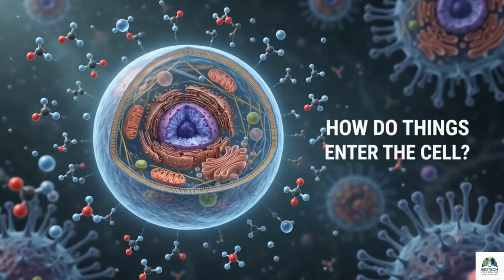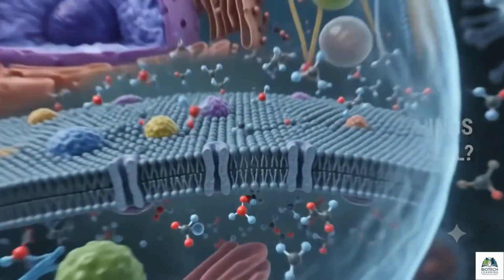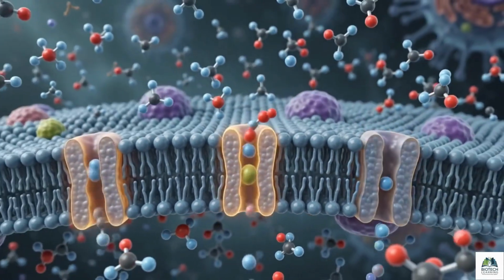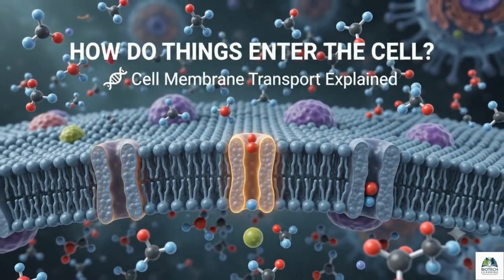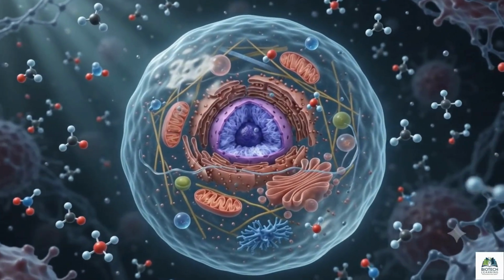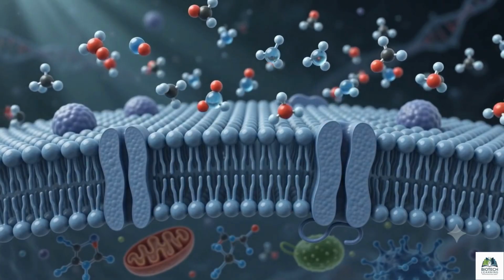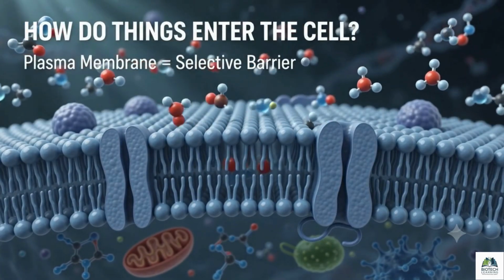Your cells are constantly taking in nutrients and removing waste. Let's discover how things enter and leave the cell. Imagine a cell as a tiny living city. It constantly needs nutrients, water, and ions. But how do these substances cross into and out of the cell?